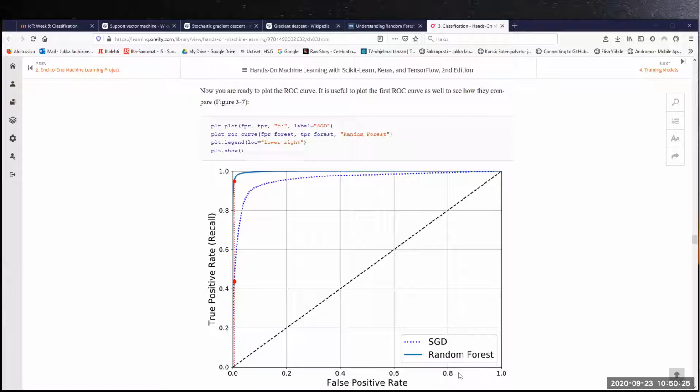So what does this mean? Here the false positive rate remains very close to zero until this point, where the true positive rate is already very high. It's very close to 1. Then the false positive rate starts to increase very rapidly.